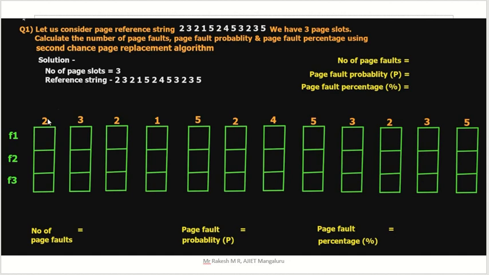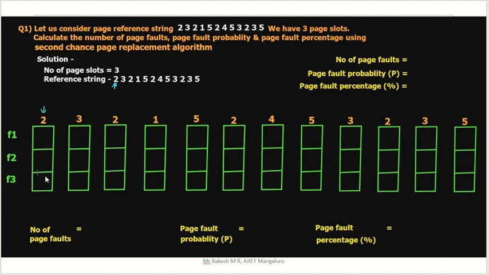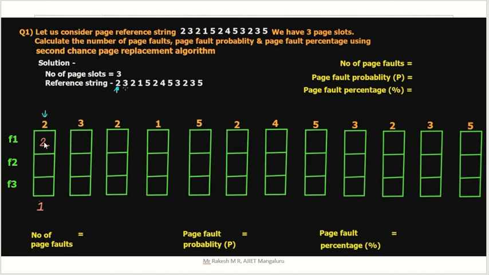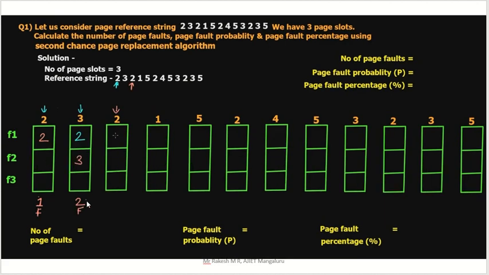Now first, 2. The CPU is asking for 2. Is there an entry for 2? No. So definitely this is a page fault, and you can enter 2. Now go for 3. Is there an entry for 3? No, right? So this is also a page fault. Enter 3 here. Yes, page fault, F.